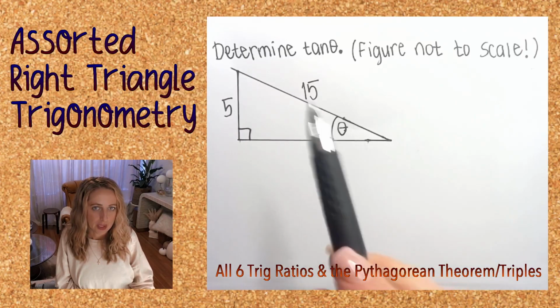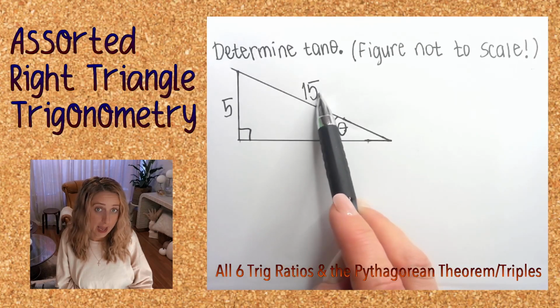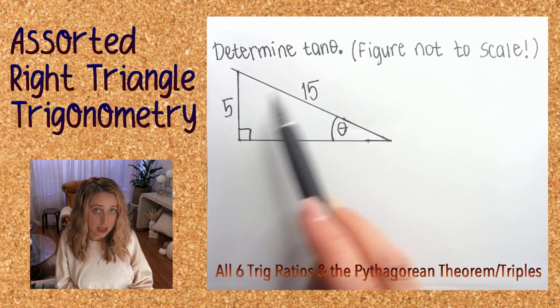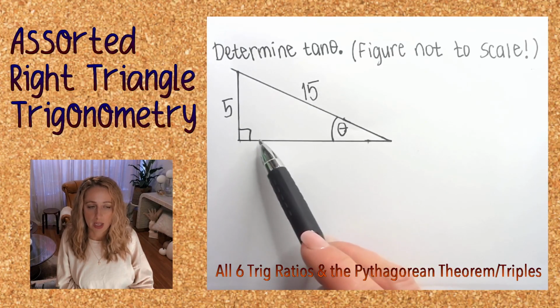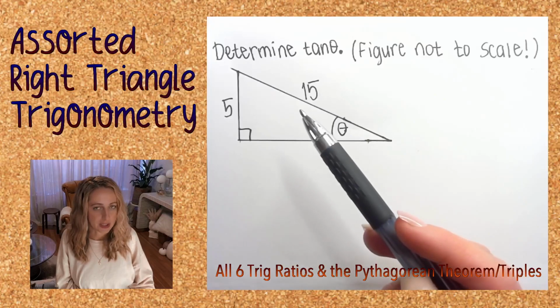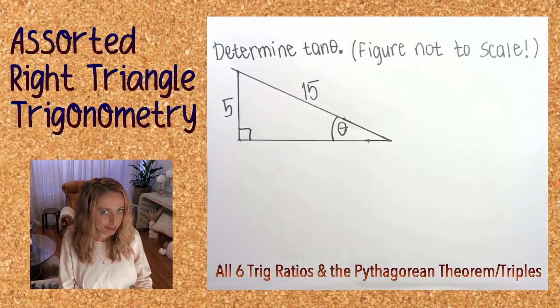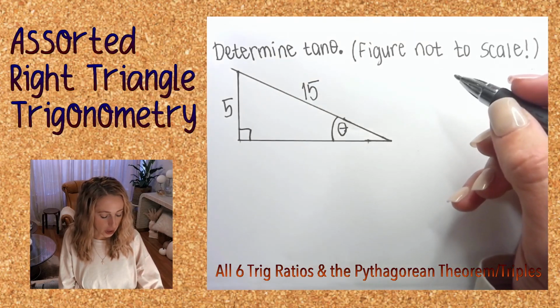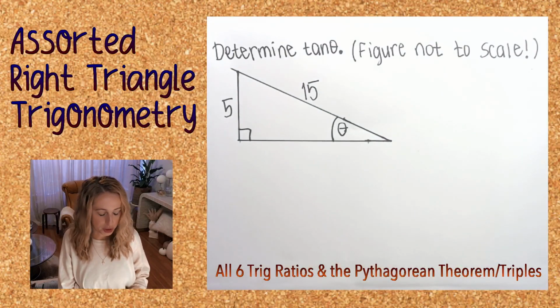If instead of 15, if this side were a 10, that would mean this is half of this, then yes, you have two pieces out of three. You have enough information to determine that it is in fact a 30, 60, 90, but right now you don't know anything about that. So what do we need to do? Couple things, decide on your approach. We need to determine tan theta.